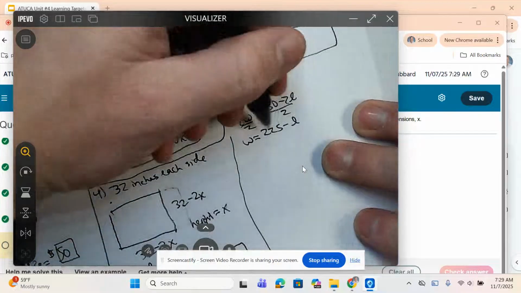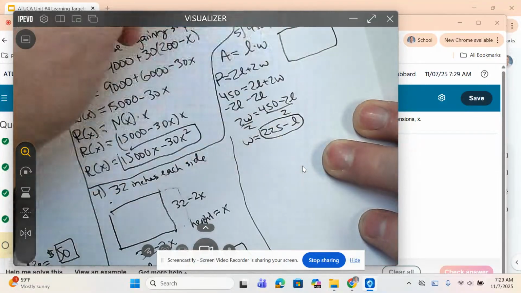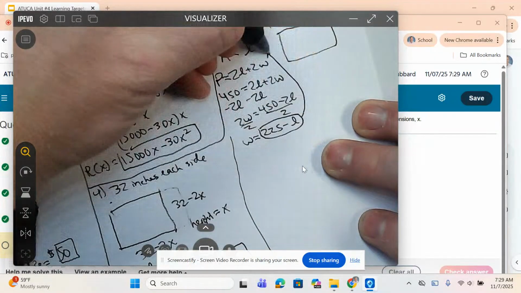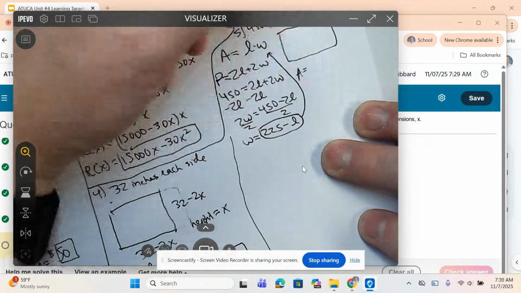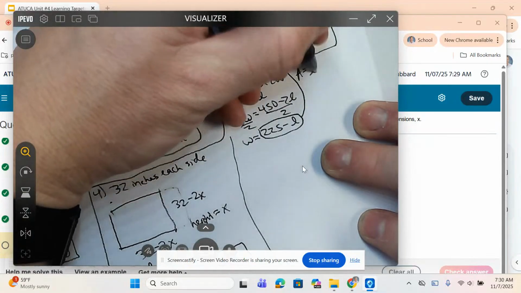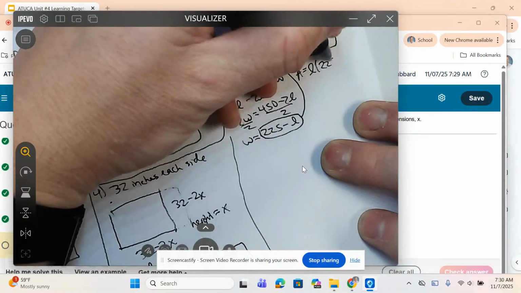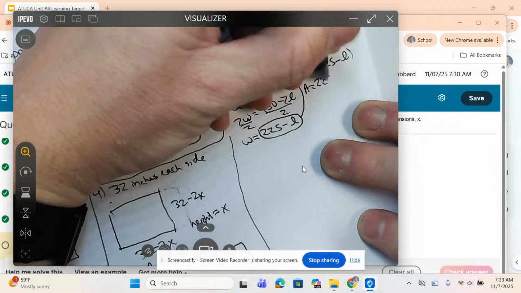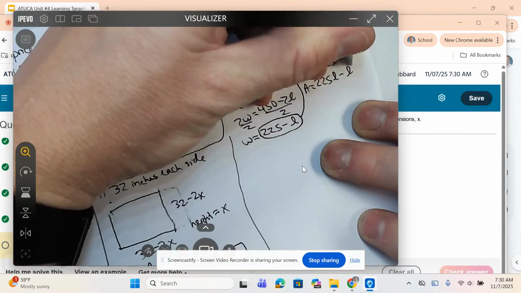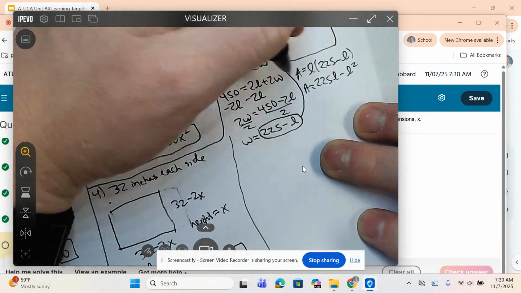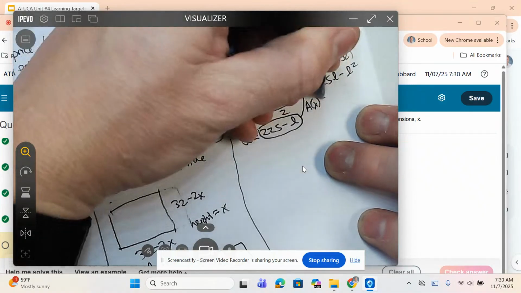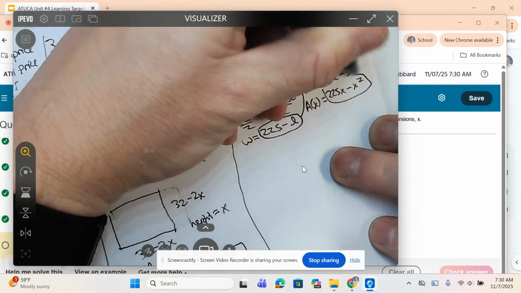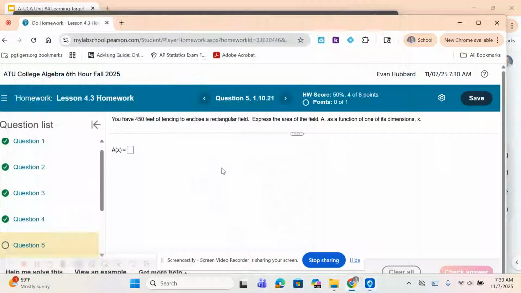Now what I'm going to do next is, W equals this, so I'm going to plug this in for W up here. So the area equals the length, which is L, times the width, which is 225 minus L. Then I'm going to multiply: 225L minus L squared. And so that would be the area. Now, I'm going to use this in terms of X. I'm going to change L to X. It'll be 225X minus X squared.